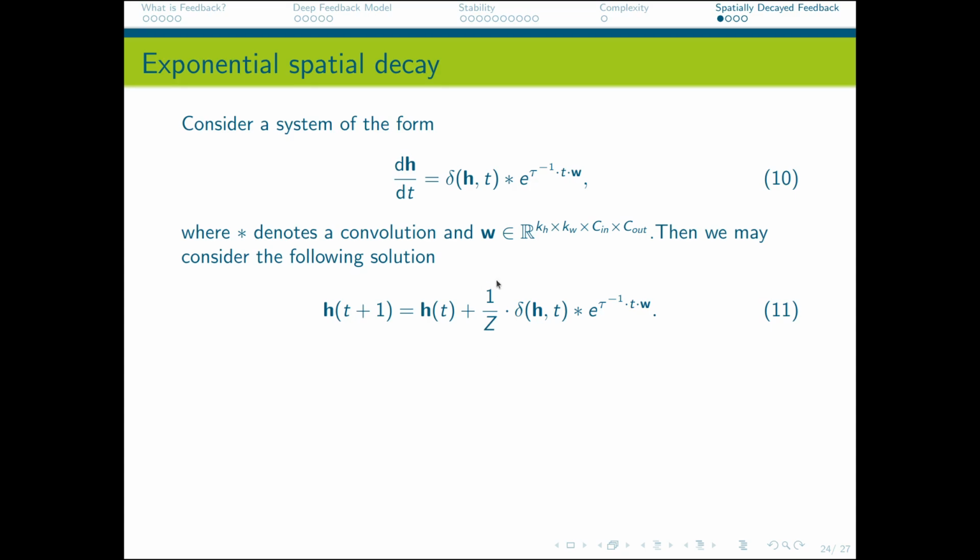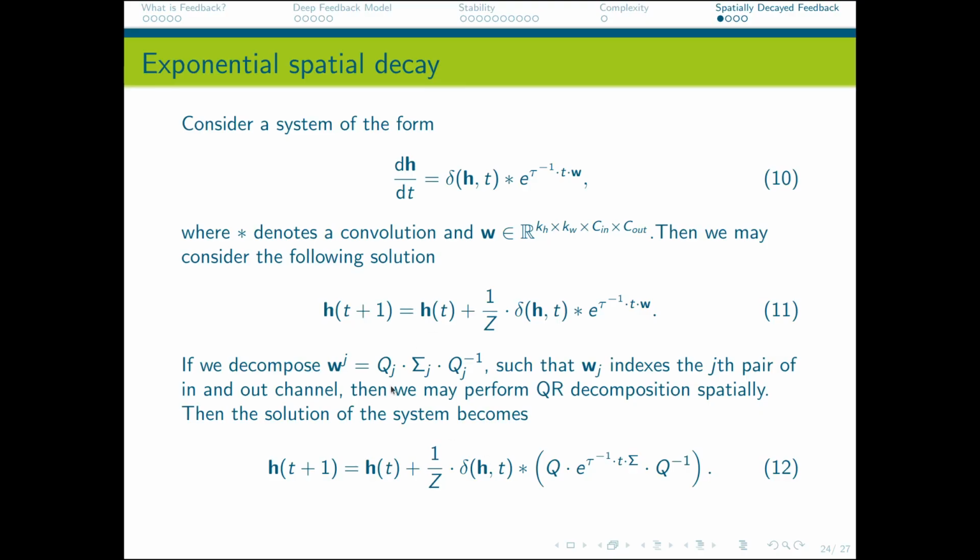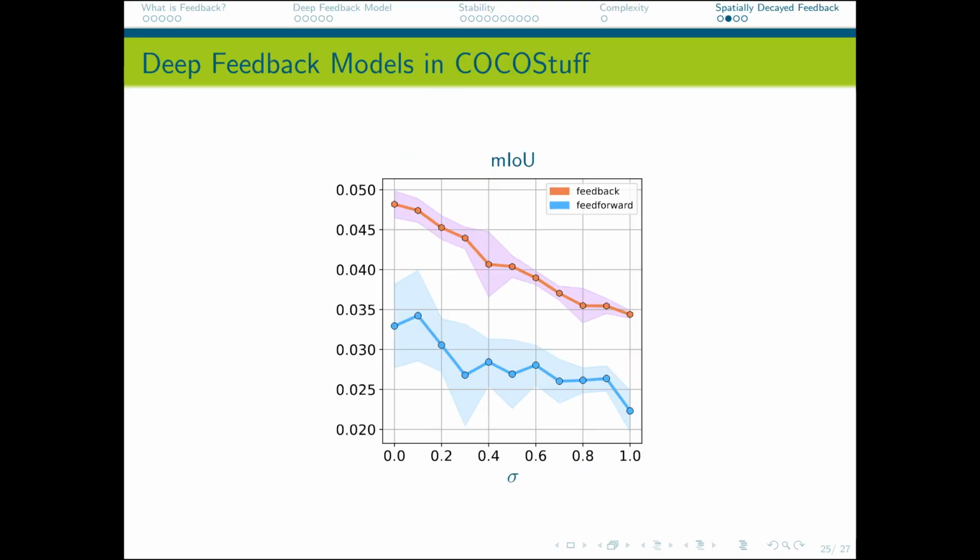that our gradients are bounded again, because here we are going to have an impact on the size of the kernel, and we want to normalize that with z. We still do the QR decomposition and set the eigenvalues to be real negative eigenvalues so that the system converges, and we tested this on the CocoStuff dataset. Here we observed the same phenomenon, so the feedback was able to outperform the feed-forward for all of the levels of noise that we tested.